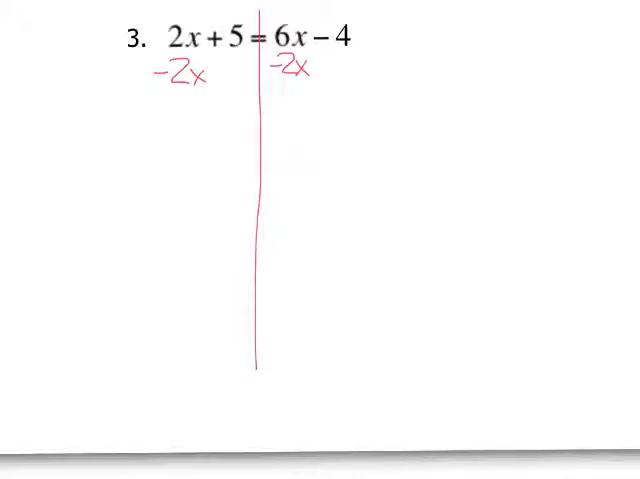All right, so let's keep going here. So if I subtract 2x from both sides, 2x minus 2x is obviously gone. I'm left with 5. What is 6x minus 2x? 4x and minus 4. Okay, so I have variables to the same side.